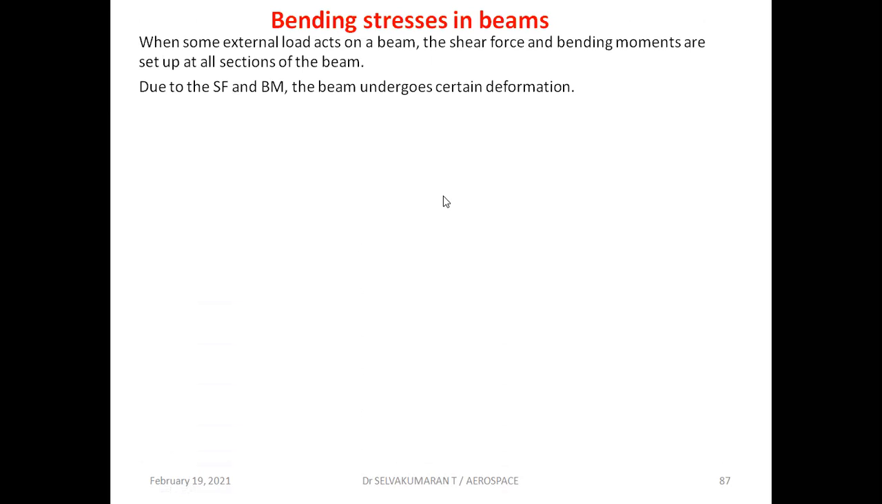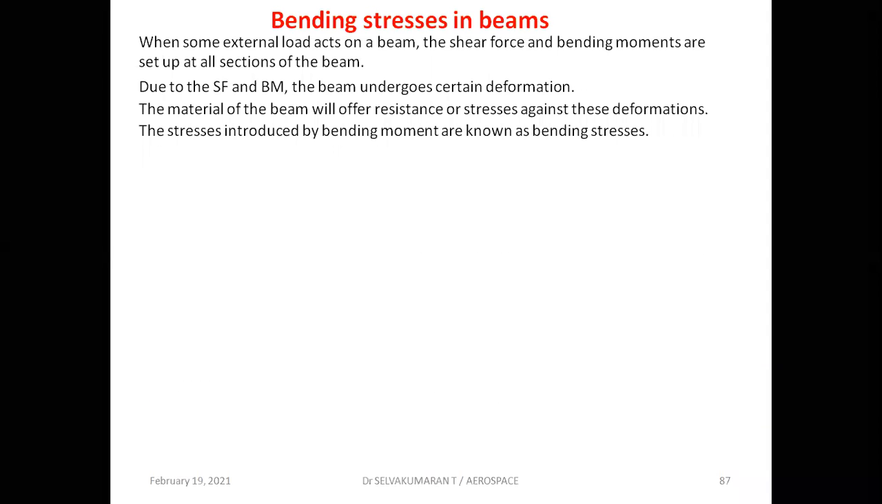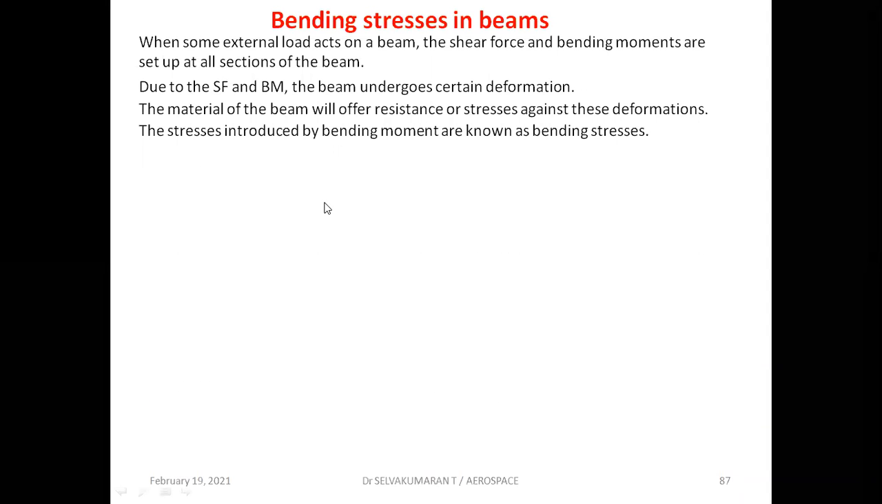Because of this shear force and bending moment, the beam undergoes certain deformation. So the material of the beam will offer some resistance to the external loading, or some stresses against these deformations. The stresses induced by bending moment are known as bending stresses.